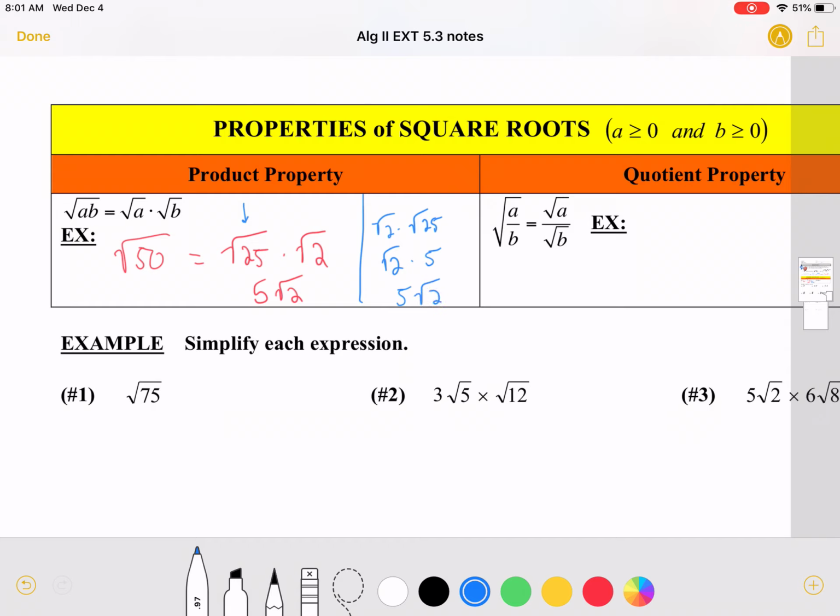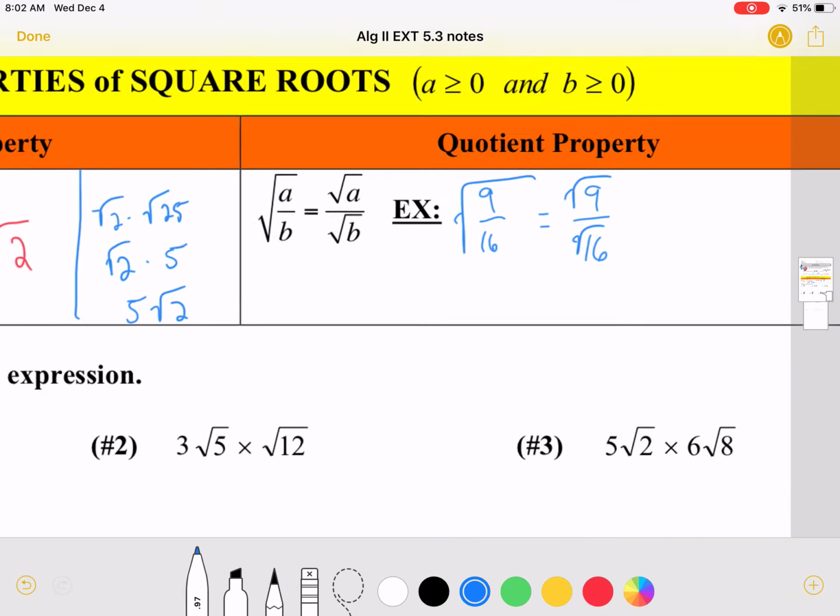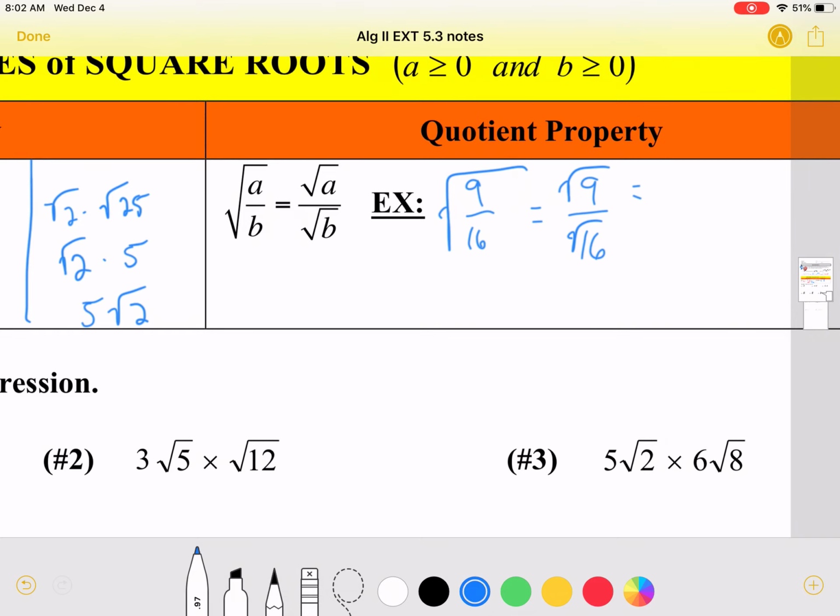Just like multiplying, the product property, we have the quotient property where we can divide square roots. So all it's saying is that if I have a fraction underneath the square root, I can pull it apart and make two separate square roots with it. So for example, if I have the square root of 9 over 16, I can reduce that to the square root of 9 over the square root of 16. And then hopefully you have these two memorized. You should know that the square root of 9 is 3 and the square root of 16 is 4. So that reduces to 3 over 4.